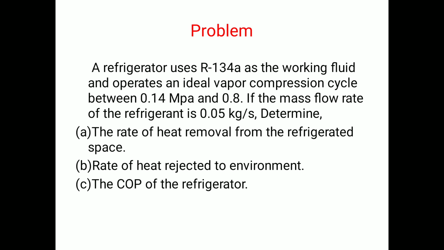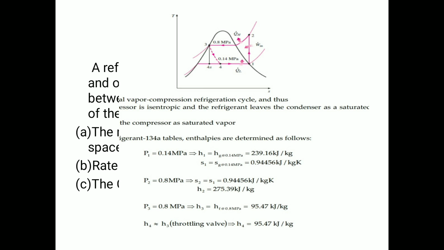If the mass flow rate of the refrigerant is 0.05 kg per second, the mass flow rate of the refrigerant is given, and you are asked to find the rate of heat removal from the refrigerated space. So how much heat is removed in the evaporator. The second one is the rate of heat rejected to the environment, that is how much heat is rejected in process 2 to 3. And then the COP of the refrigerator. So let's try to solve this problem.